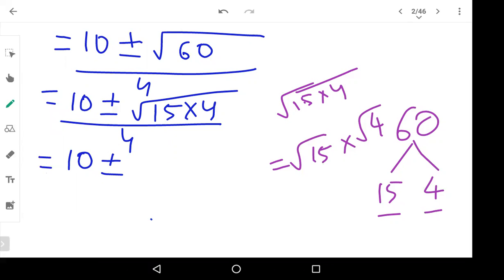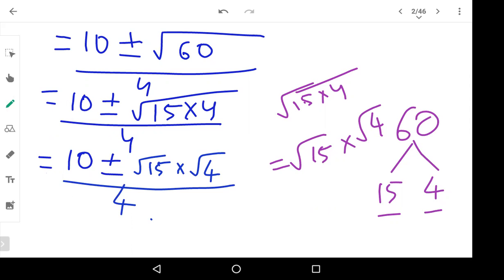Okay, so in the next step what we will do is square root of 15 into square root of 4, we will write divided by 4. Now square root of 4 I can take it outside, where I can make it as plus or minus. Square root of 4 is 2. Square root of 15 I will keep as it is. I will not change anything. Divided by 4.